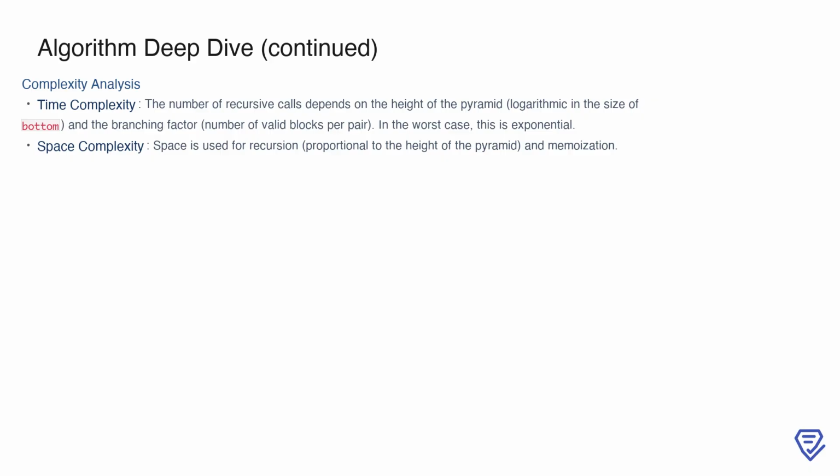The space complexity is determined by two factors: the recursion stack, which is proportional to the height of the pyramid, and the memory used for caching intermediate results. Together, these factors ensure that the algorithm can handle a range of input sizes while maintaining a balance between computational efficiency and memory usage. This analysis highlights the importance of combining recursive structures, backtracking, and caching to tackle complex problems like the pyramid transition matrix effectively.